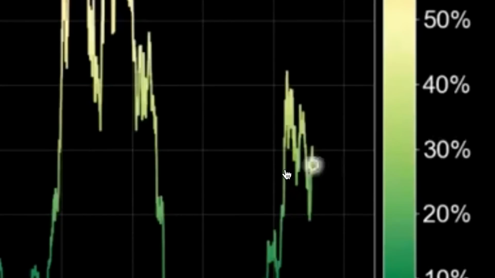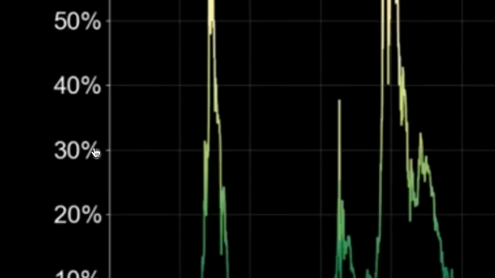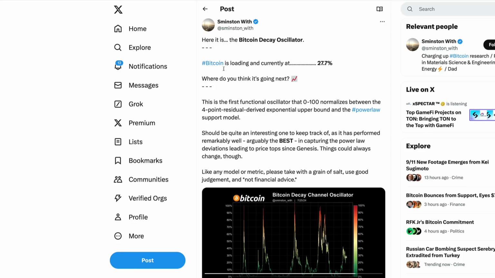And that is only, as per that tweet there, representative of about 27.7% if you guys look over here on the scale. So what does that tell us about this bull run? Well, guys, we're not there yet.